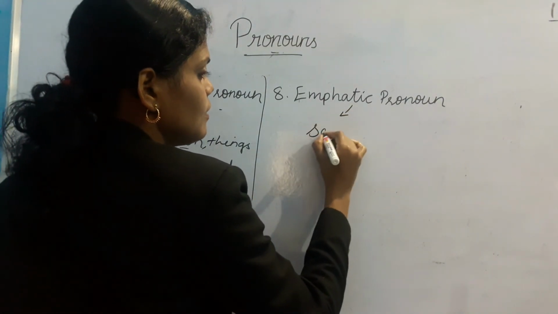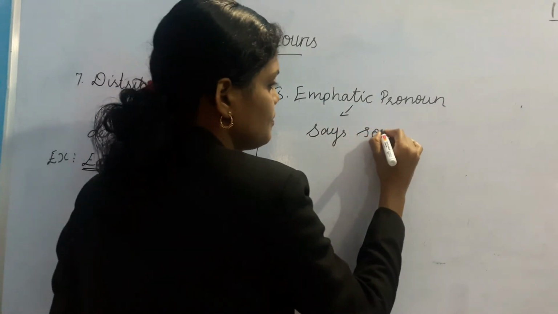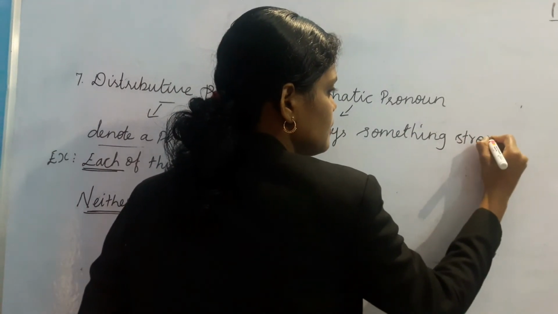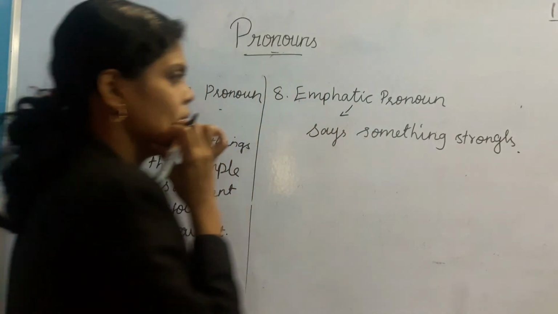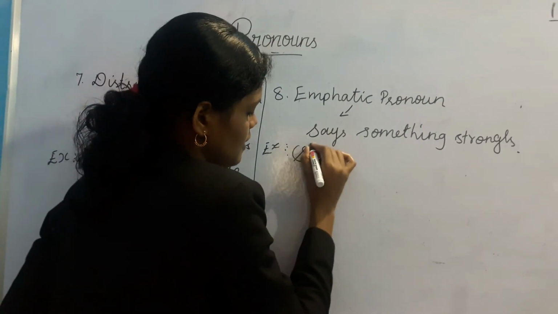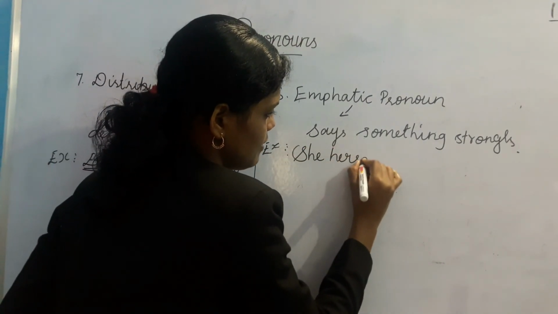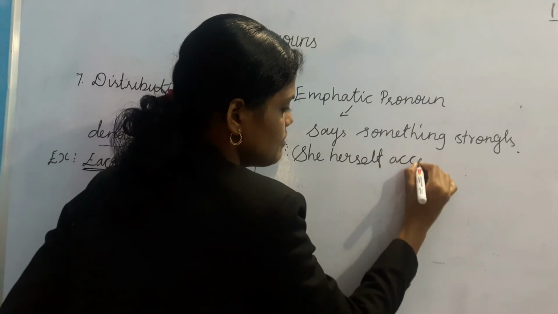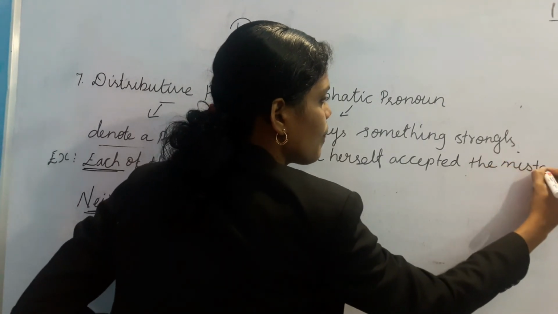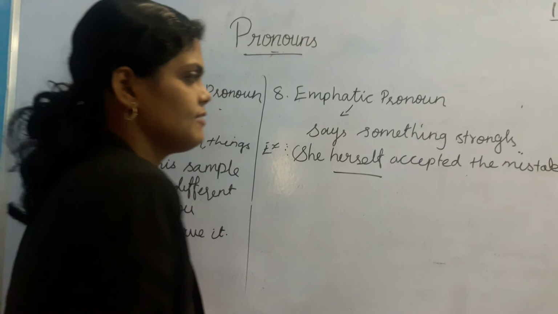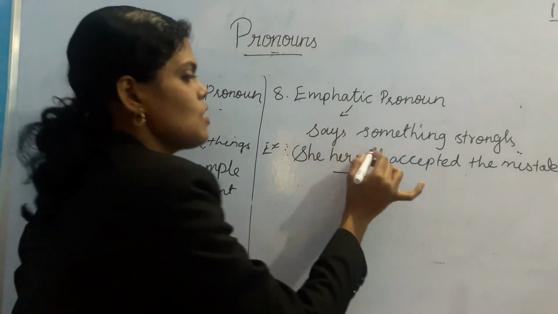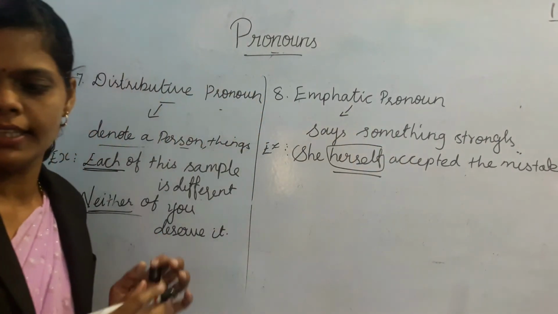Say something strongly. Do you understand? Strongly. This comes as emphatic pronoun. I will give you an example. She herself accepted the mistake. Here "herself": she alone, she only did the mistake. So it says strongly that she herself accepted the mistake.